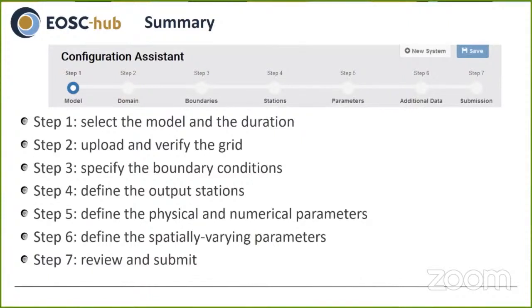In step 1, you must select the model and the configuration. Then in step 2, you're going to define your domain by uploading and verifying your grid. Step 3 is devoted to the definition of the boundary conditions. Then in step 4, which is not mandatory, you will define the output stations. Finally, steps 6 and 5 are used to define the physical and the numerical parameters used by the model.